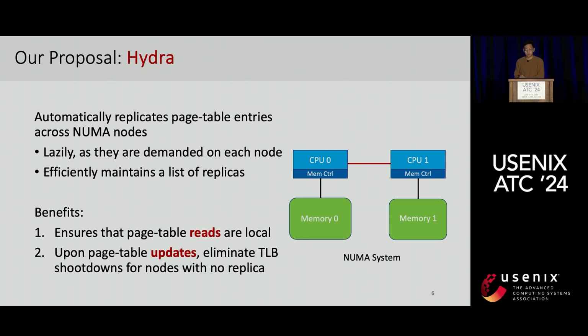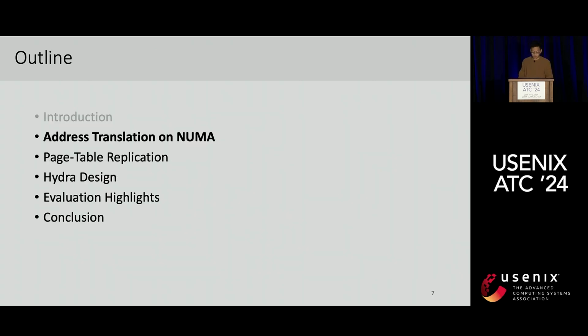So we propose Hydro, the solution. Hydro automatically replicates page table entries across NUMA nodes. It lazily replicates the page table and enables the thread to locally access the page table on demand. The benefit is that it ensures page table reads are local, and it also makes page table updates cheap, majorly by reducing the TLB shootdowns for nodes with no replica. Next, we get into the details.